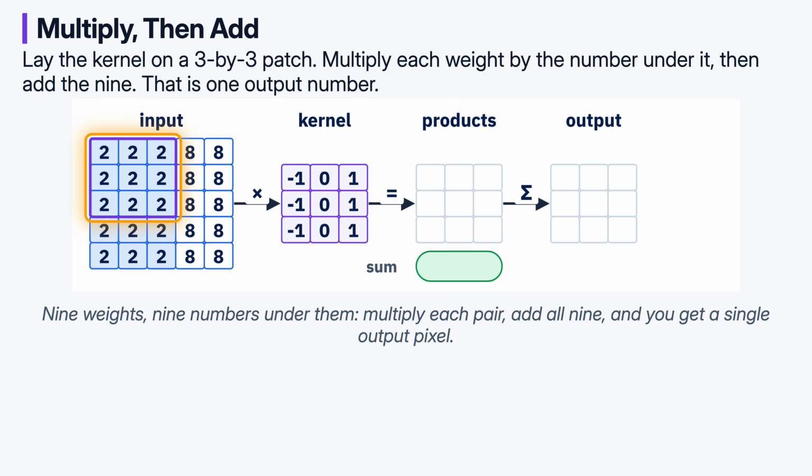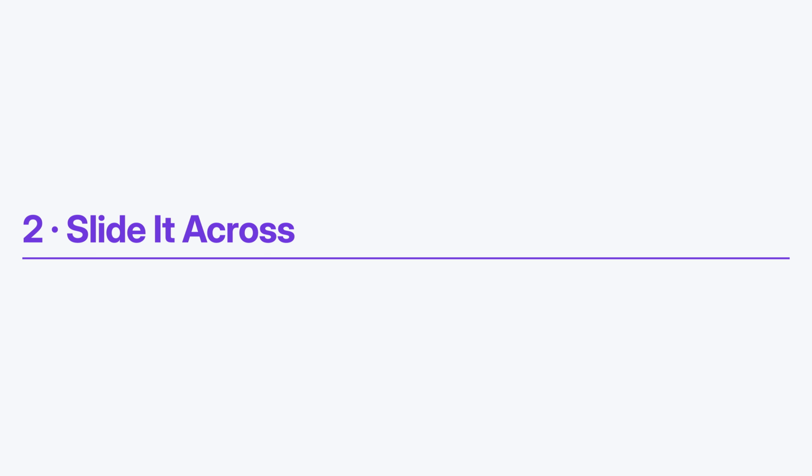Lay the kernel over a 3 by 3 patch. Multiply each weight by the number sitting under it, then add up all 9. That gives one number and it goes into one output cell. 9 multiplies, 1 add, 1 output pixel. Now the sliding part. We do that same multiply and add at every position, stepping the window across the image.